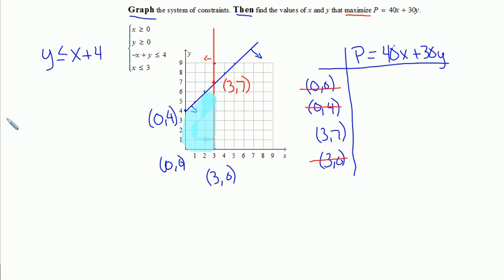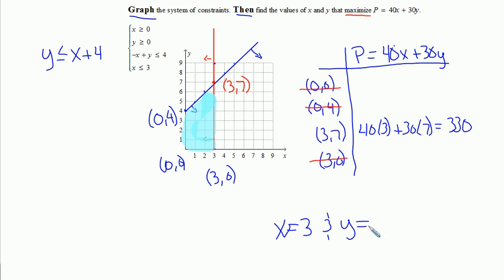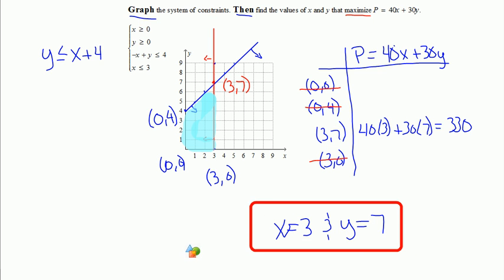So if I put in 3 and 7, I'd have 40 times 3 plus 30 times 7. The result there is 330. So I get a maximum value when x equals 3 and y equals 7. Those are the values of x and y that maximize the function p. That's it.